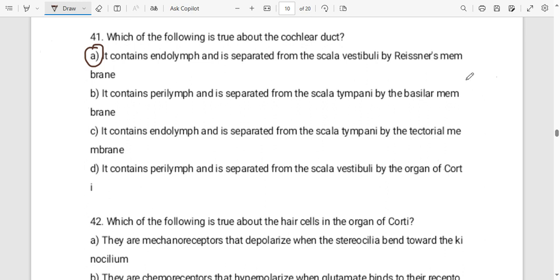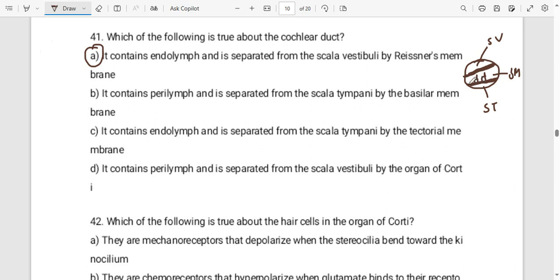Okay. So you have these three cavities. The way you can see them is like this. Here you have the scala vestibuli. Here you have the scala tympani, and the scala media. This membrane is the basilar membrane. The one on top is Reissner's, also known as the vestibular membrane. Inside the scala media, you have the organ of Corti, which contains the outer hair cells, the inner hair cells, and also the spiral ganglia.